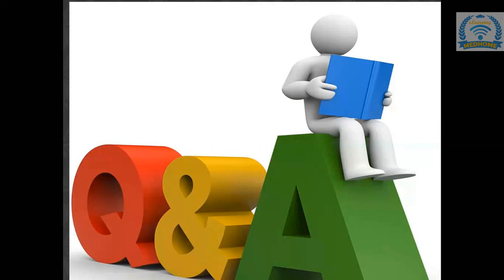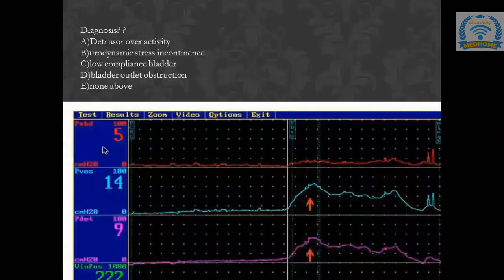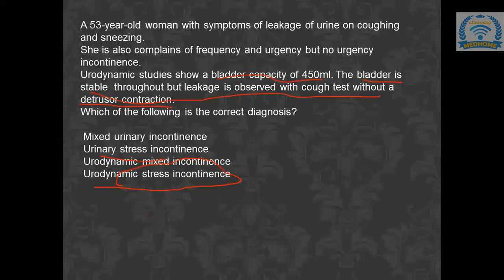Like in the last question, the bladder capacity was also reduced. So if there is an option of sensory urgency, can we choose that one? In this question, you can choose that if everything is normal and there is no leakage. But leakage is observed with the cough test. If there was no leakage, then definitely I would have chosen sensory urgency. Okay.